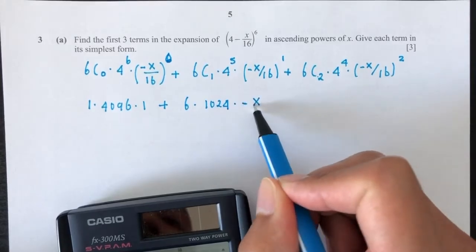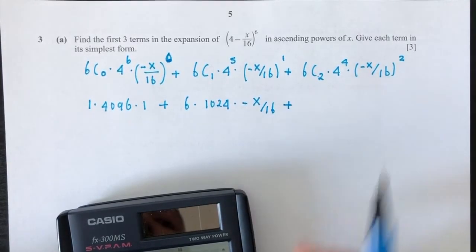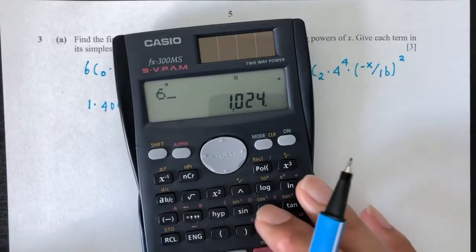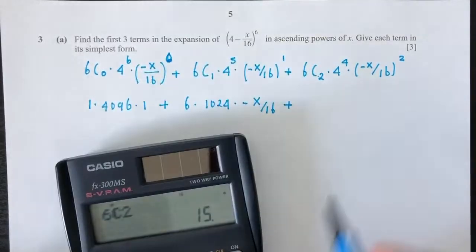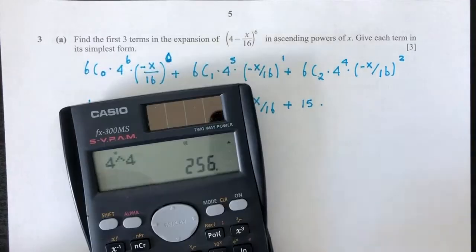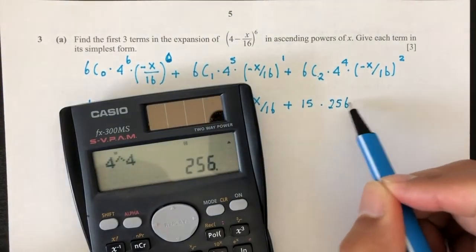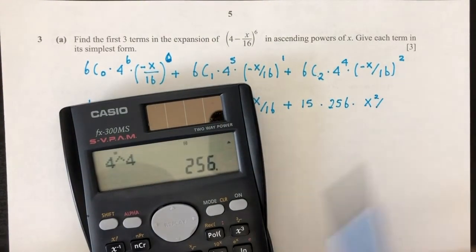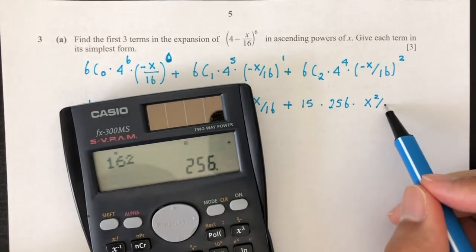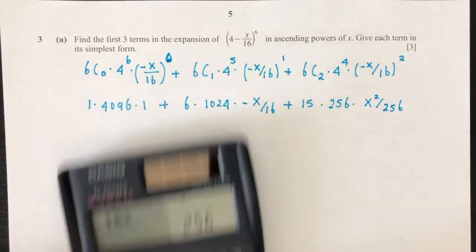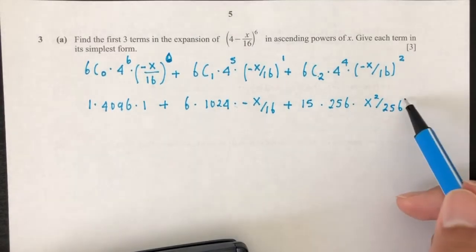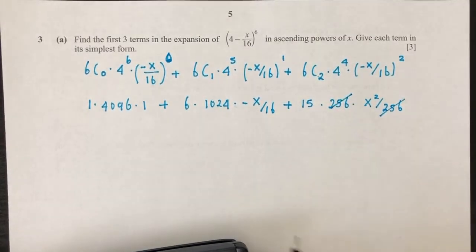This will be minus x over 16 plus 6 choose 2. That will be 15. And what is 4 power 4? That will be 256 x squared over 16 squared. That will be 256 as well. So now we have to simplify. This one will cancel out.